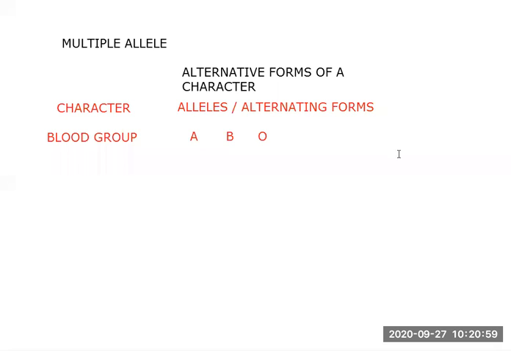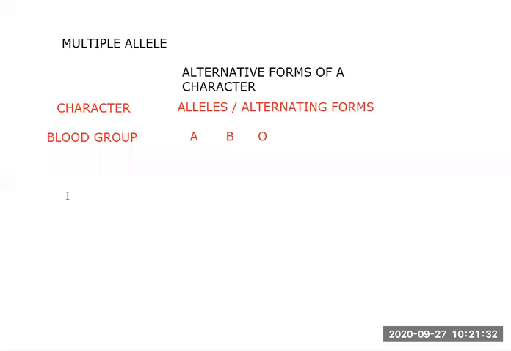Allele. What is the meaning of allele? Alternative forms of a character we call allele. Then in case of blood groups, we say multiple allele. Why? Because in case of Mendel, always we are seeing tall and dwarf are the alleles of a character called height, and yellow and green are the allelic forms of a character called seed color. Round and wrinkled are the allelic forms of seed shape. Likewise, we are seeing only two alternative forms.